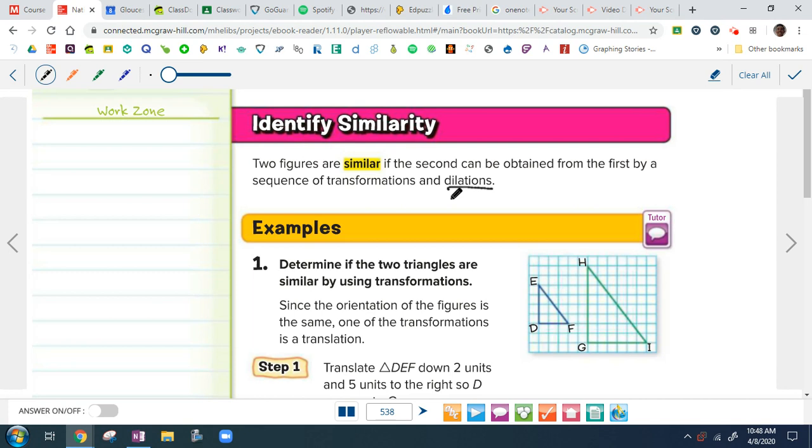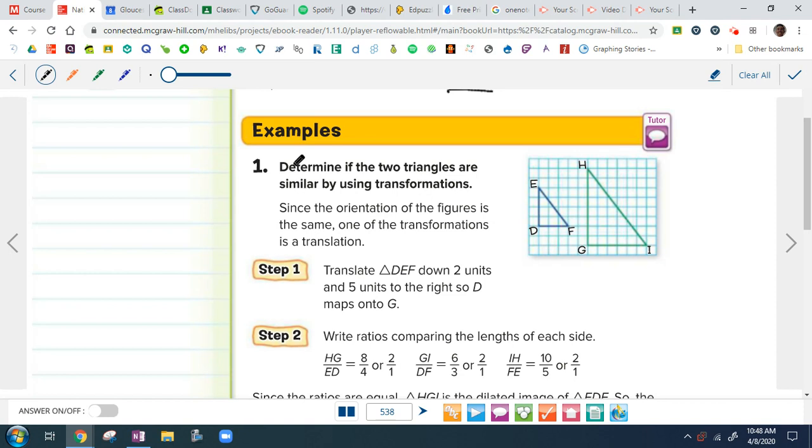So we can flip, rotate, and translate things. But to get similar shapes, the same shape but a different size, we need a dilation. All right, so let's go here. Example 1: determine if the two triangles are similar by using transformations. So you have to describe the transformations that would get this triangle to sit perfectly on top of that triangle.